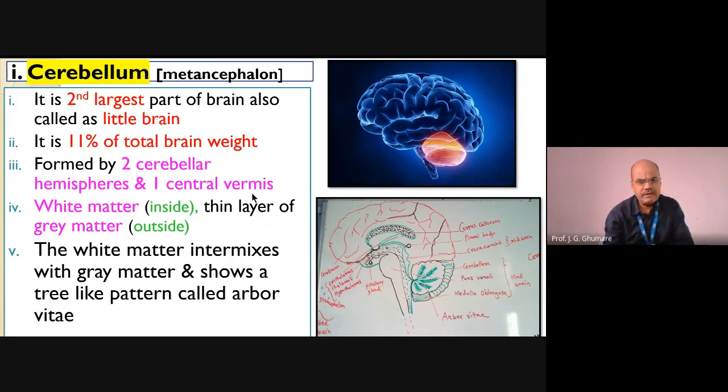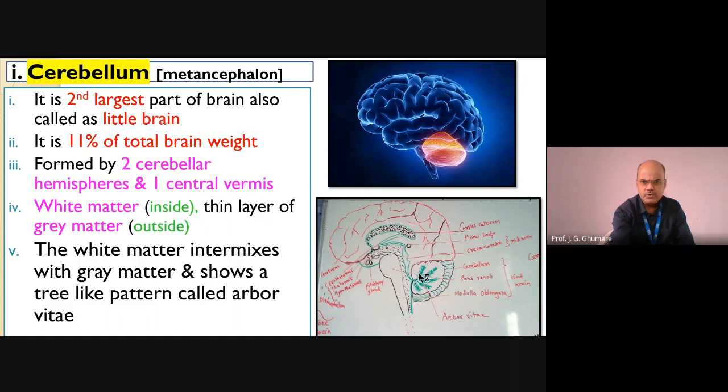Now we are going to discuss where we have a change. Here, white matter will be inside and gray matter will be outside. So what is gray matter? Like what we discussed for the cerebrum, the cell bodies are present outside and nerve tracts are present inside. Similar situation for the cerebellum also. Gray matter will be outside, white matter will be inside. And that white matter intermixes with the gray matter on the middle lobe called the vermis, and that will form a tree-like appearance.